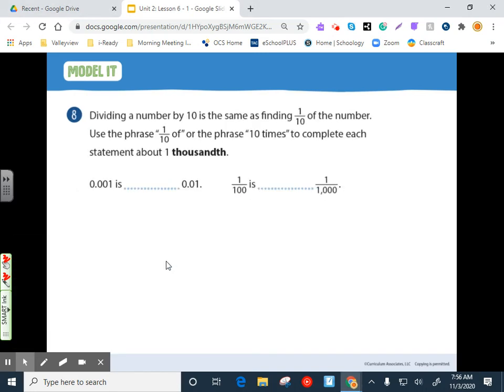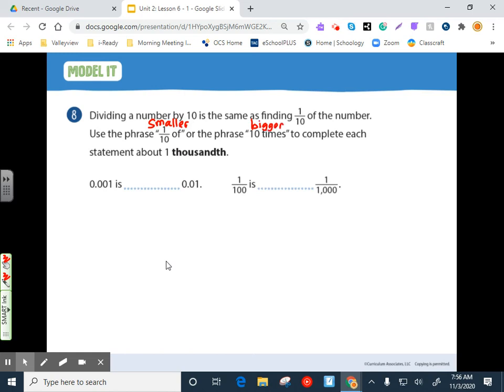And number 8. All right, dividing a number by 10 is the same as finding 1/10 of the number. So what they're saying here is it's making your number smaller if you're dividing. When you divide, you take a whole thing and divide it into equal parts. Use the phrase 1/10 of, or the phrase 10 times, which I'm going to write smaller over 1/10 because it's a fraction of something. And 10 times means something's getting bigger.